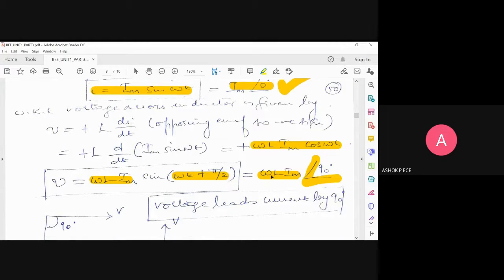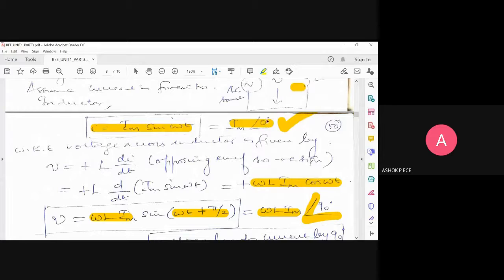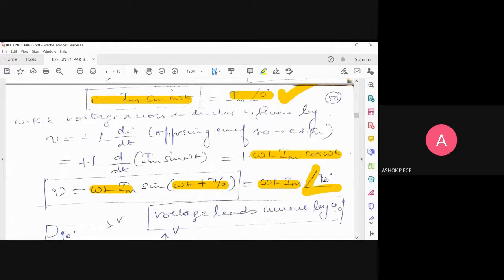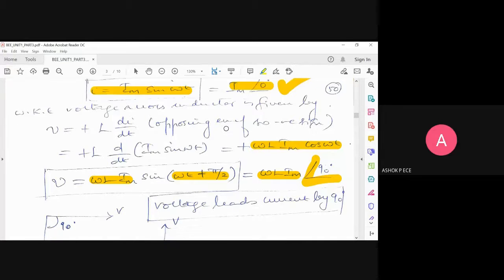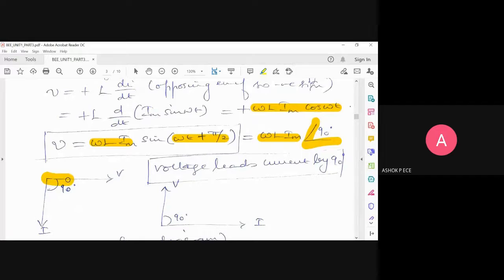So this is going to be ω L Im, and here you see plus 90. So you see current has angle 0, voltage has angle 90. What does that imply? What is leading, what is lagging? Voltage leads, and current is lagging. Yes. When I draw voltage along the reference axis, assume that my reference axis is voltage, my current will always be 90 degrees below my voltage.